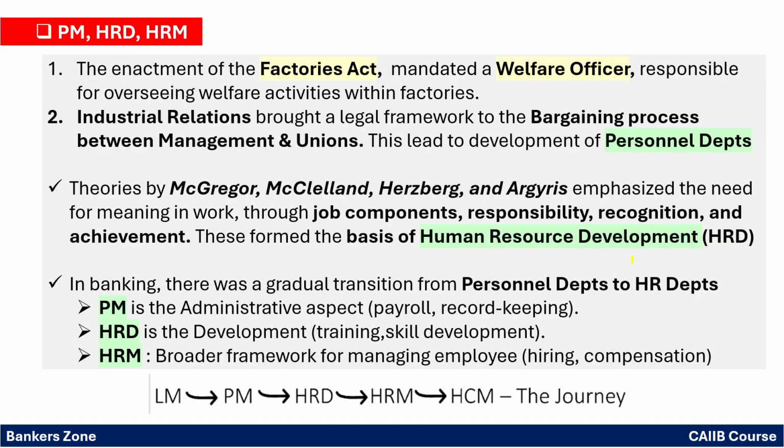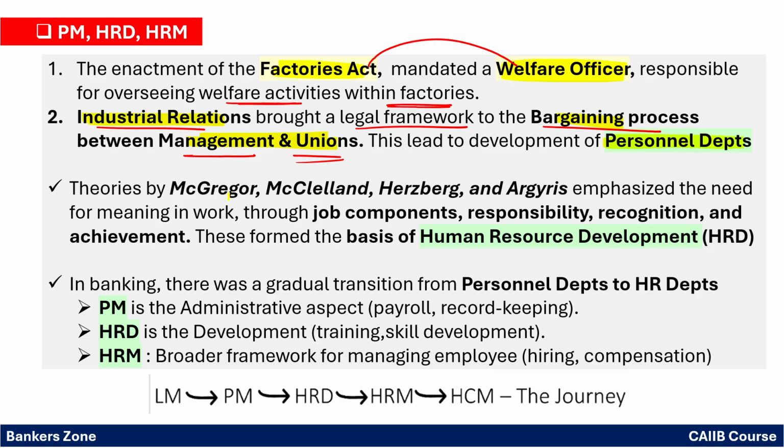See, when the Factories Act was enacted, right? As per the act, there should be a welfare officer who should look after the welfare activity within the factory for the workers, right? So the welfare officer is given by the Factories Act. Now industrial relations brought a legal framework to the bargaining process between the management and the union. So what is industrial relations? In industrial relations, the union starts bargaining with the management for the benefit of the employees. So that basically led to the personnel department in the organizations.